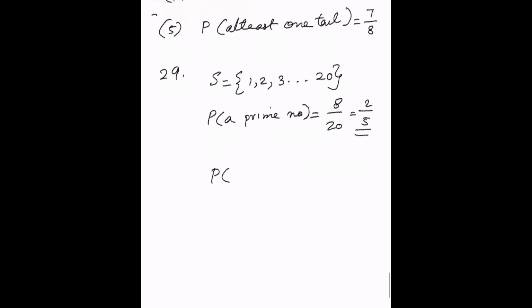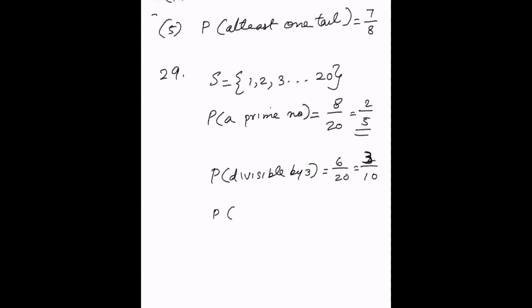Divisible by 3. The favorable outcomes are 3, 6, 9, 12, 15, and 18. So how many are there? 6. That's all. 6 by 20.